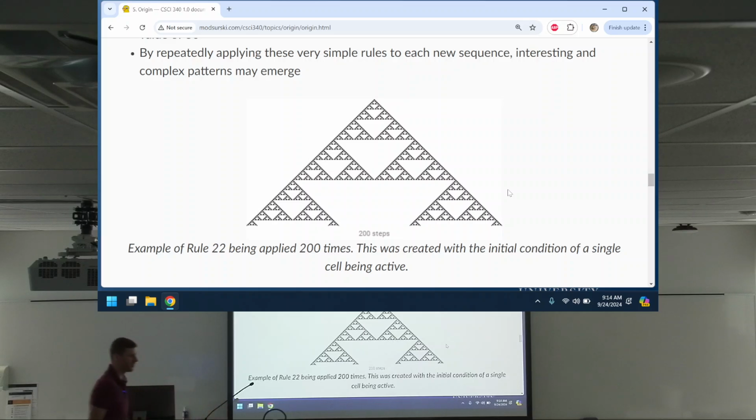If I were to show you Rule 0, that wouldn't be interesting. We wouldn't talk about it. Who cares? But Rule 22, that's interesting because it produces something interesting. We're talking about it, so we care.